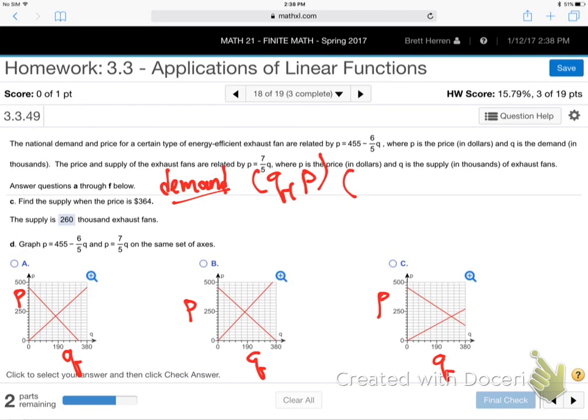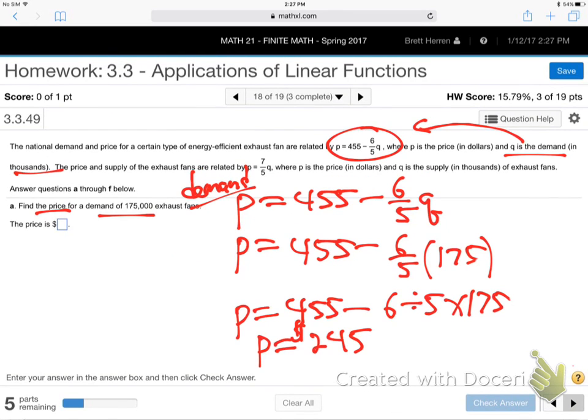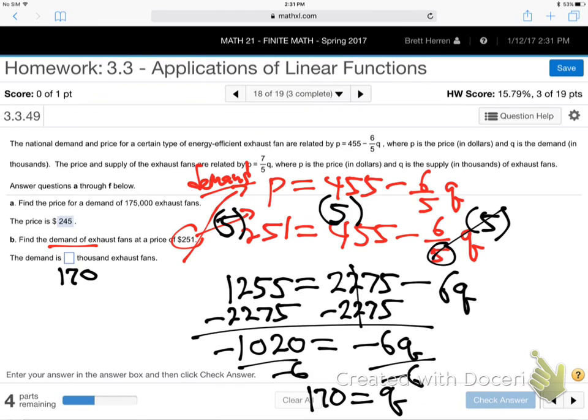For the demand curve, what did we get? For part A, we plugged in a quantity of 175 and got a price of 245. So quantity 175, price 245. And then for part B, what did we plug in? Price 251.